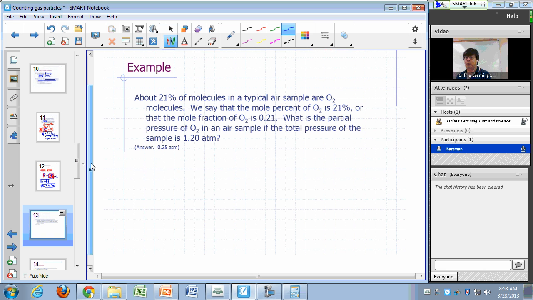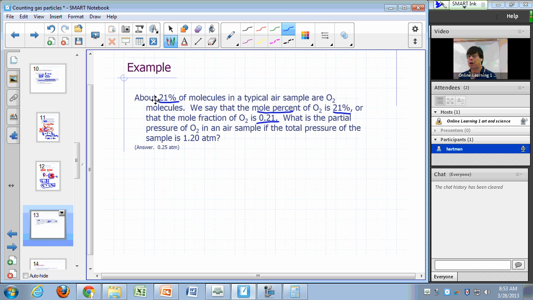Here's an example. About 21% of molecules in a typical air sample are O2 molecules. The air you breathe is mostly N2 molecules, about 78% N2, and 21% of those molecules are O2 molecules. So we say that the mole percent of oxygen is 21%, or you say that the mole fraction of O2 is 0.21. 21% is the same as 0.21.